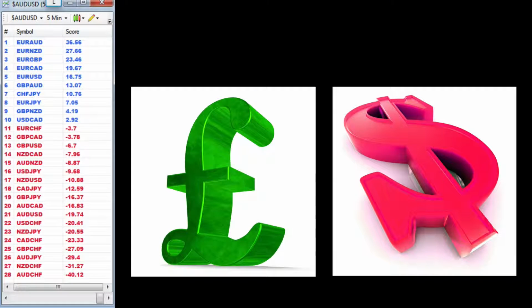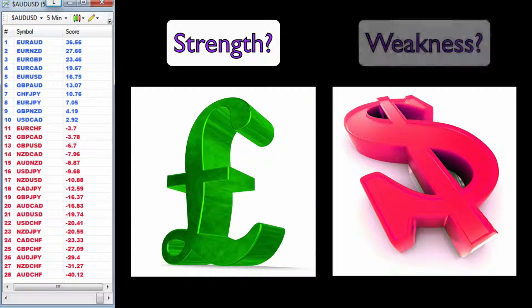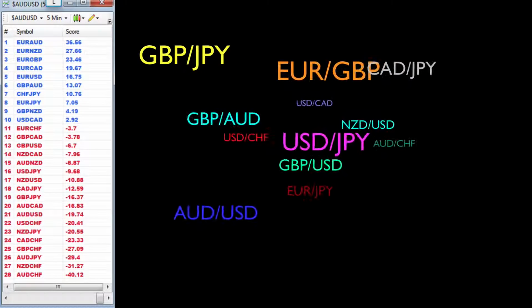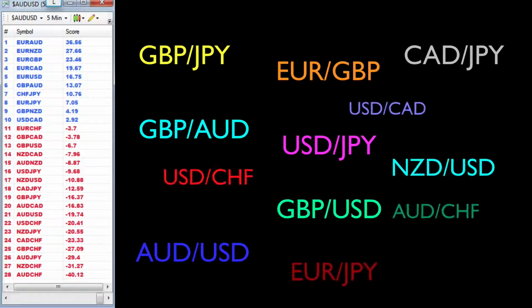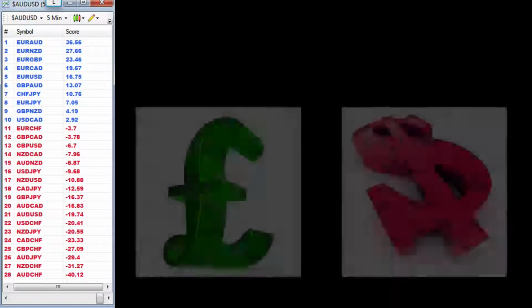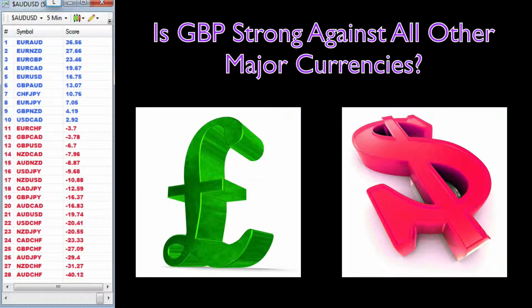If the pound dollar, for example, is bullish, is this being driven by strength in the pound or weakness in the US dollar? To compound this problem, every currency can be bought or sold against a myriad of other currencies, which raises the next key question. If the pound dollar is bullish, for example, is the British pound strong against all the other major currencies, such as the pound yen, the pound CAD, the euro pound, and others?